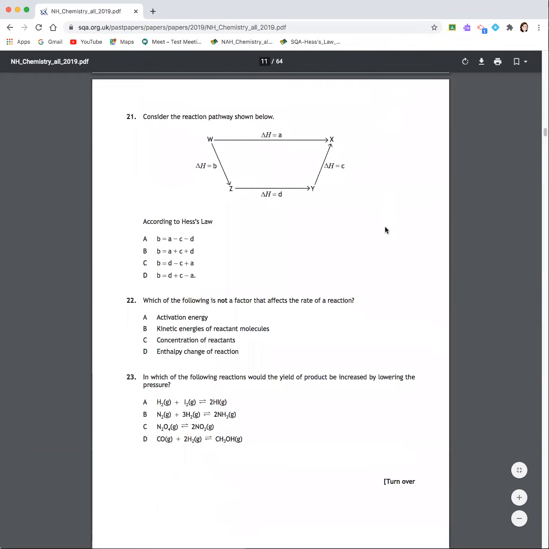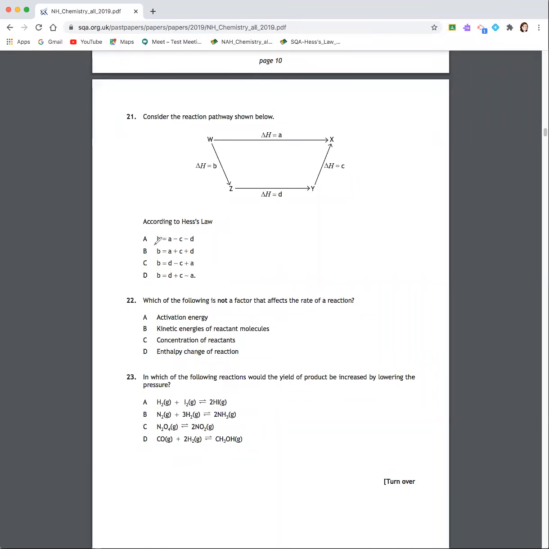Then 21 is to do with Hess's Law. This is looking for what B is, if you look at all the potential options. So that's going from here to here. The alternative pathway would be to go from W to X, and you're going along that direction. So that means A stays as it is. And then we're going from X to Y. Now that's going backwards across the arrow, so that means you're taking away C. And then from Y to Z, which again is going backwards to where the arrow is pointing in the diagram. So that would be minus D. So that means our answer is A.